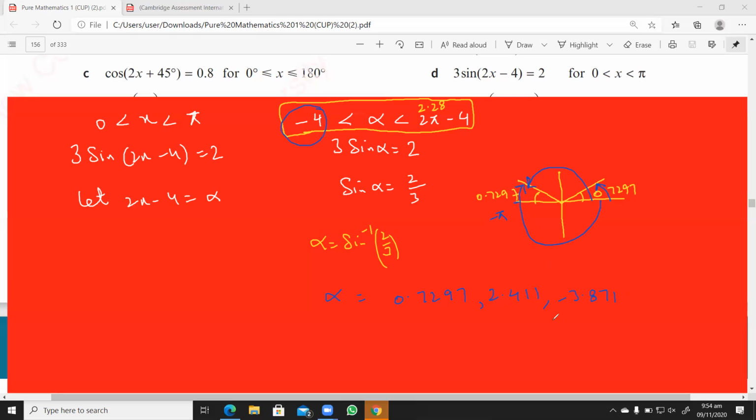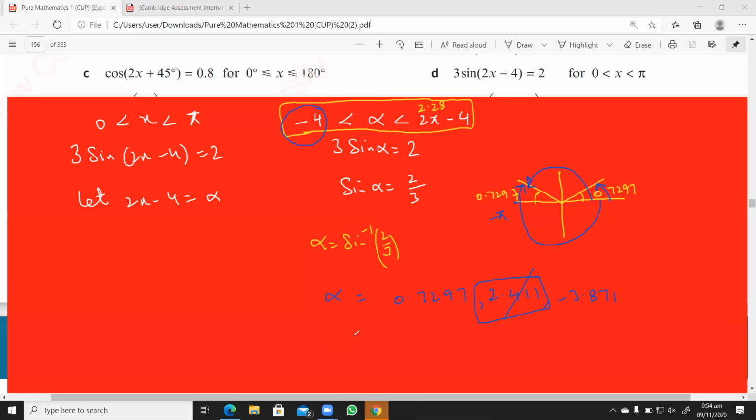So this is 0.7297. Okay. And now can I keep this value over here, which is 2.411? Should I consider this value? Yes or no? Why not? Exactly. It is greater than 2.28. We have to be between minus 4 and 2.28. So you can find these values keeping yourself relaxed, and then at the end, you must check whether your values are going beyond those two limits. Okay. So I'll cancel out this value.